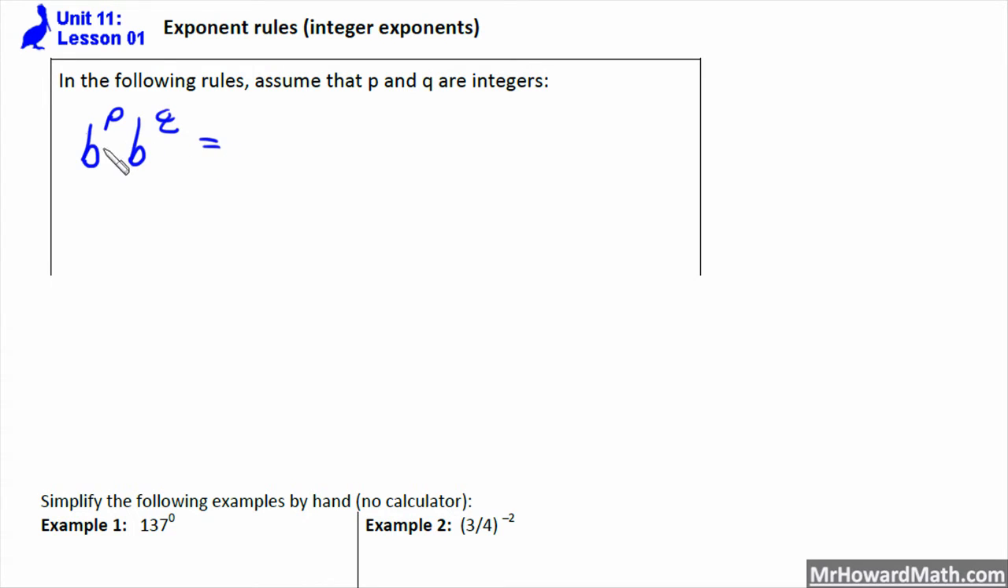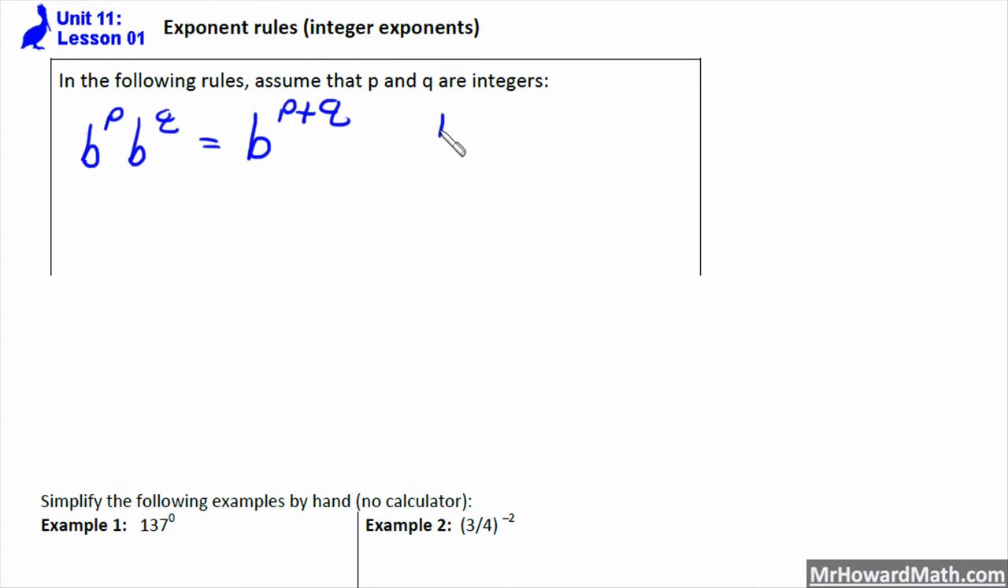So the first rule, notice we're multiplying like bases here, so we're going to be adding their exponents, so that would be equal to the same base with the exponents added. Okay, so that's P plus Q there.